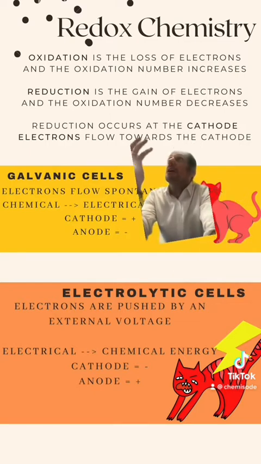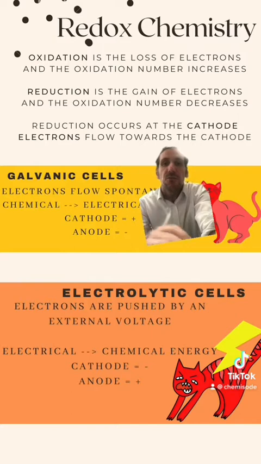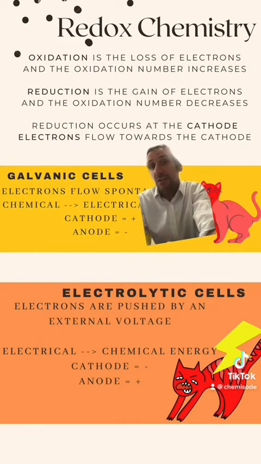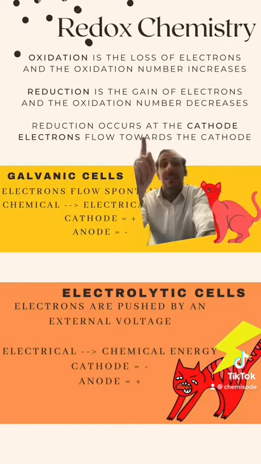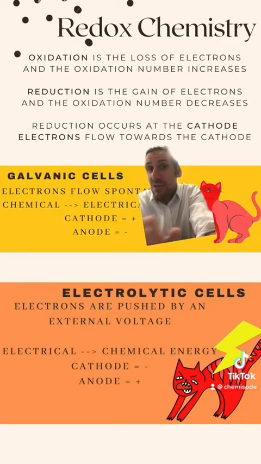So above me here, I've got all the information that is useful for both or all types of redox chemistry. The underpinning of what redox is, is oxidation and reduction, hence redox, where oxidation is the loss of electrons, where an oxidation number increases. Reduction is the gain of electrons, where the oxidation number will decrease. Reduction always occurs at a cathode, and electrons always flow towards the cathode because that's where reduction happens and electrons are being gained in reduction. So you can kind of see where it all flows together. This is fundamental to understanding any redox problem.